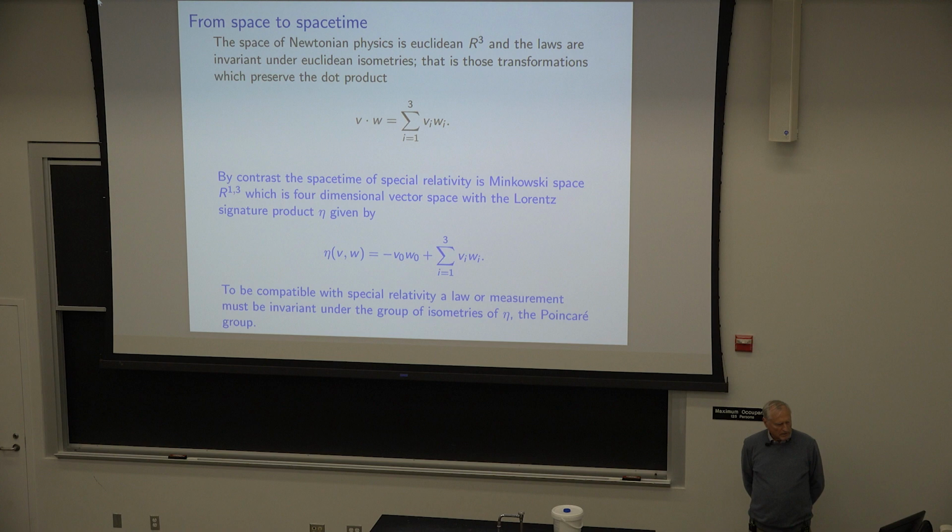By contrast, the space-time of special relativity is called Minkowski space, and I'll write it as R^{1,3}. So it's really R4 with the Lorentz signature metric. The metric eta of v, w is minus the product of the first coordinates, which I'll call v0 and w0. Those are thought of as the time coordinates, and then for the spatial coordinates it's the ordinary dot product.